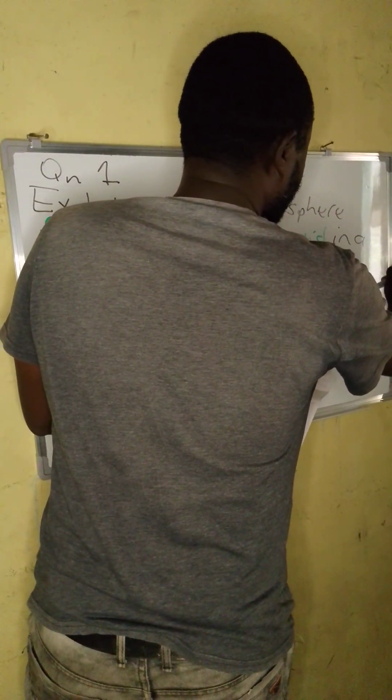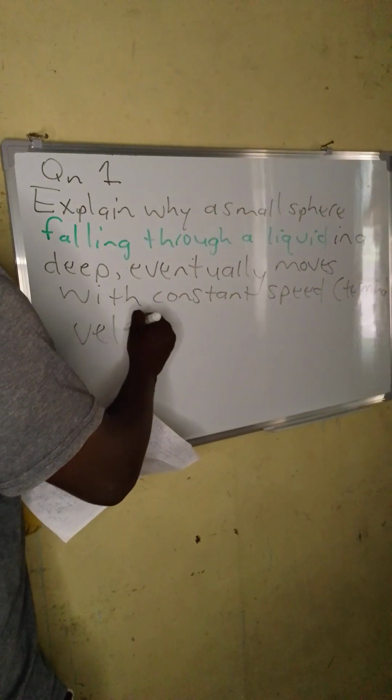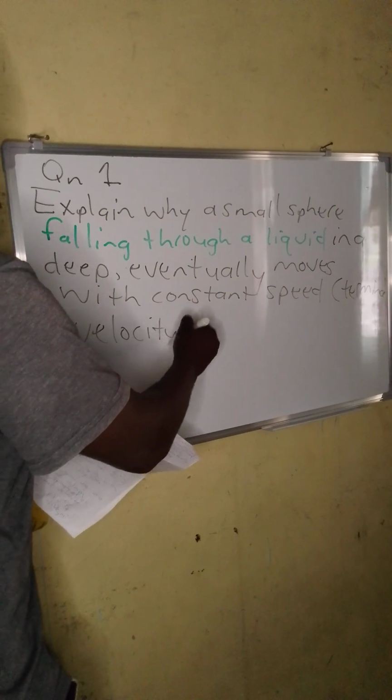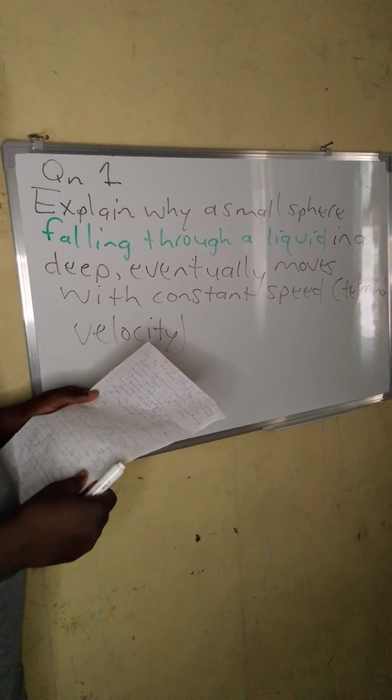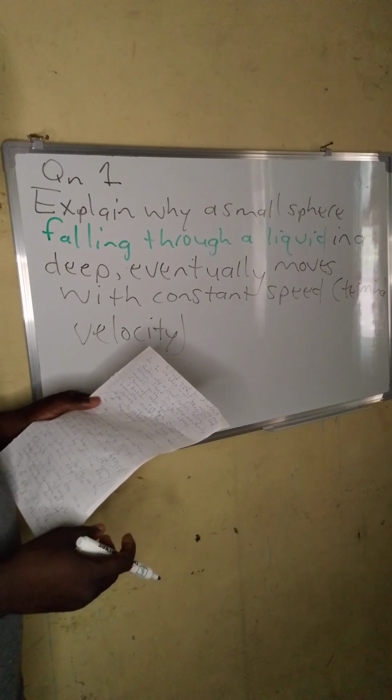So the constant speed is called terminal velocity. Sketch a graph showing how the acceleration of the sphere varies with time.